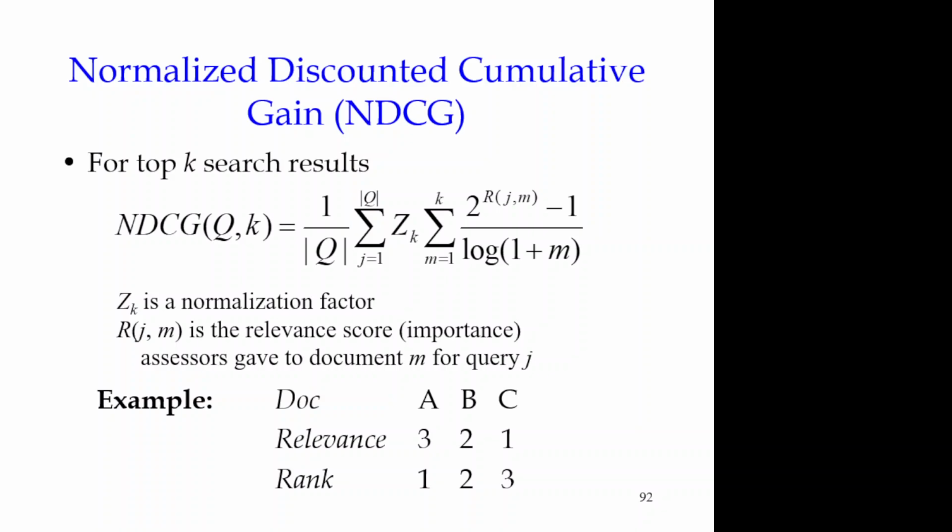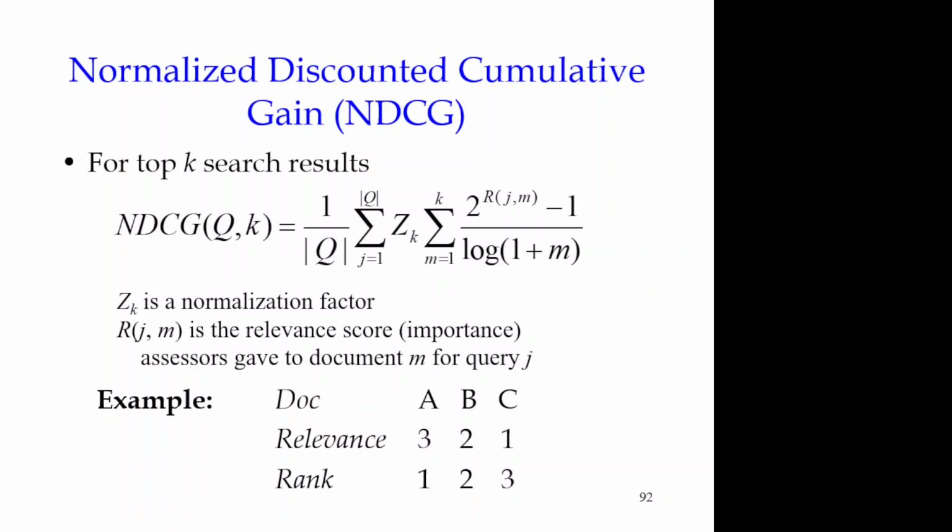The calculation looks a little bit complicated. So I have three documents, A, B, C, and the relevance, or you can call it importance, to the query is 3, 2, 1. The higher, the more relevant to the query. And also the rank. The rank is 1, 2, 3.